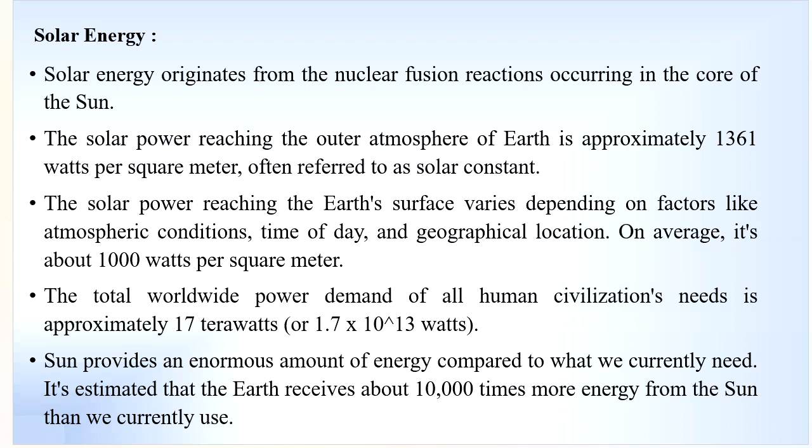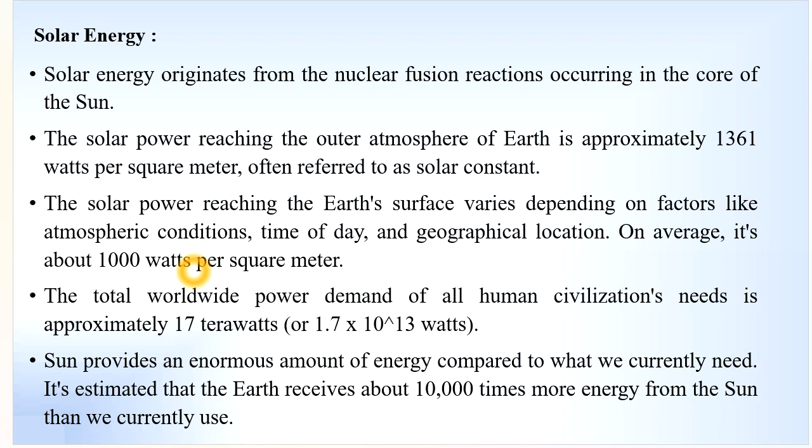So if you see, the total worldwide power demand of all human civilizations is approximately 17 terawatts, right? That is 1.7 times 10 to the power 13 watts. And the sun provides an enormous amount of energy compared to what we currently need, right? Because per square meter the solar energy is almost 1 kilowatt. So 1000 watts is nothing but 1 kilowatt. So it is just per square meter only.